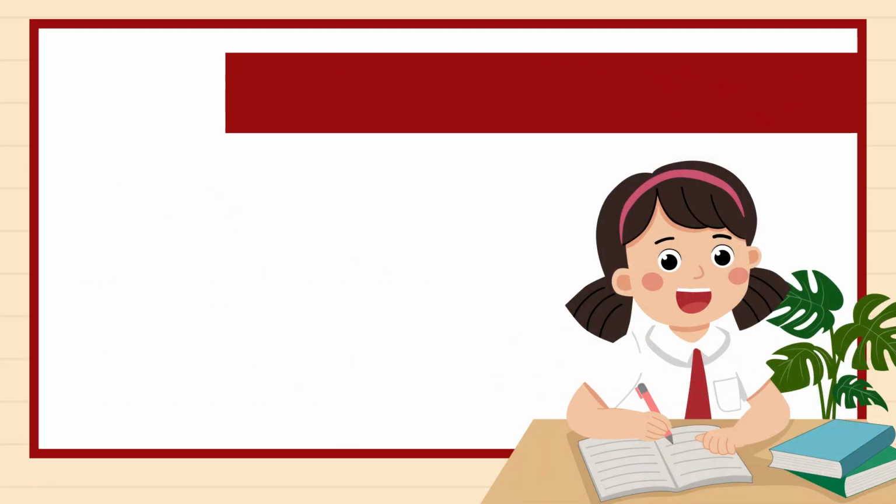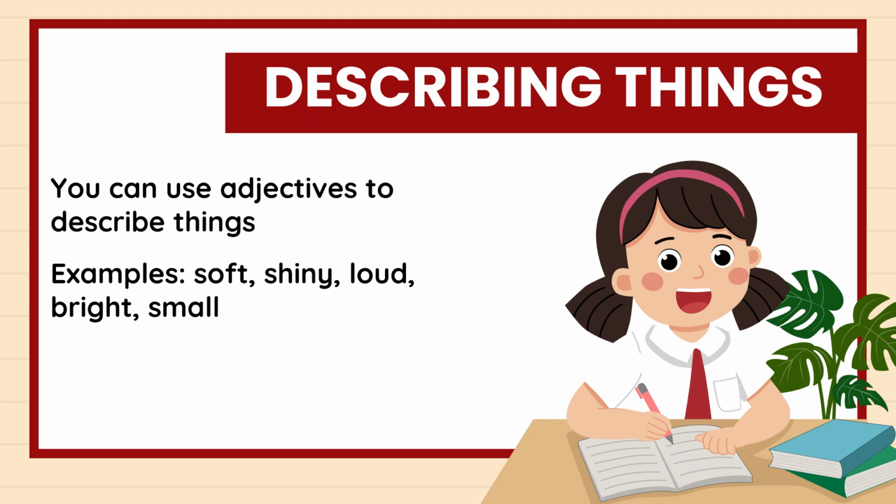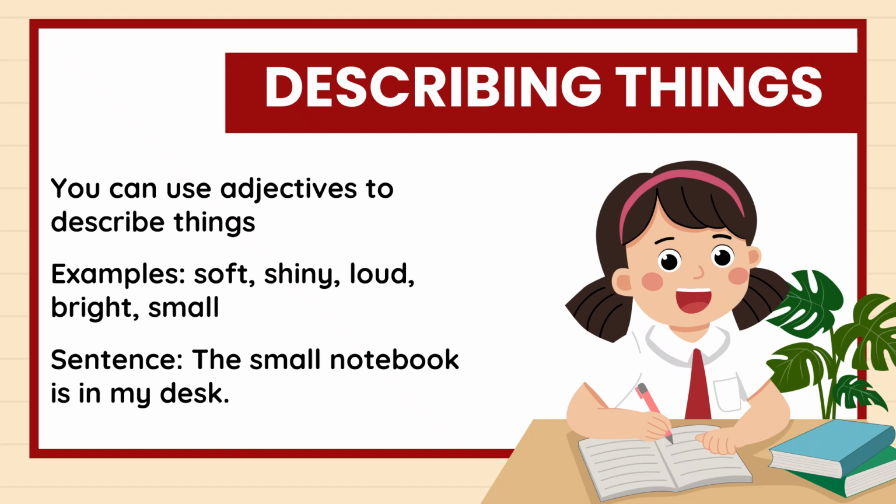Now, let's try to describe things. We can use words like soft, shiny, loud, bright, or small. Let's read this sentence. The small notebook is in my desk. Which word describes the notebook? Again, which word describes the notebook? Very good. The word small describes the notebook.